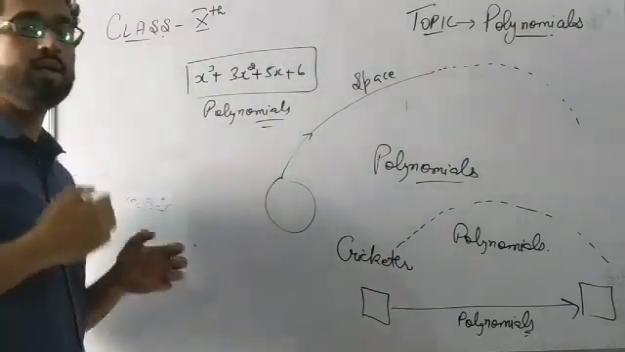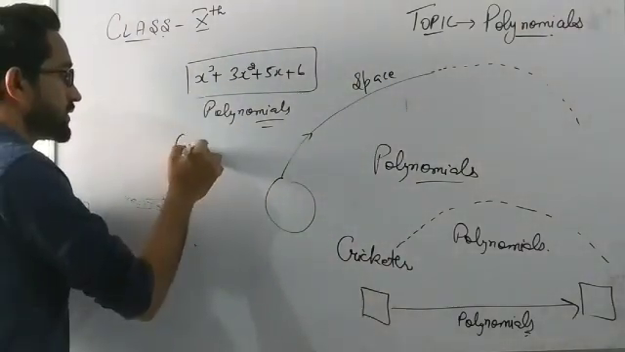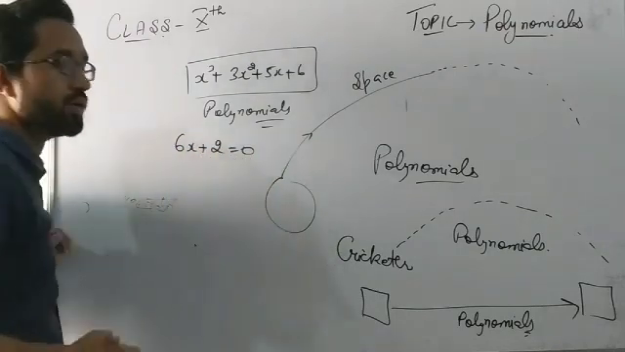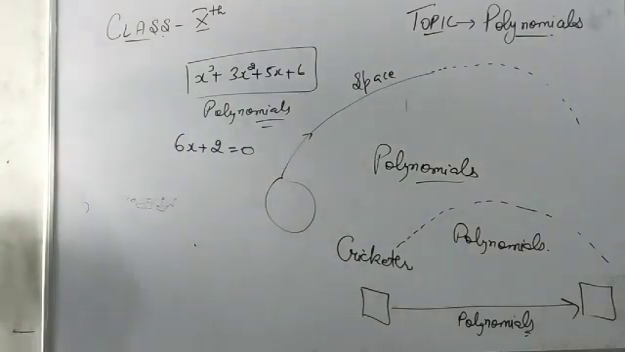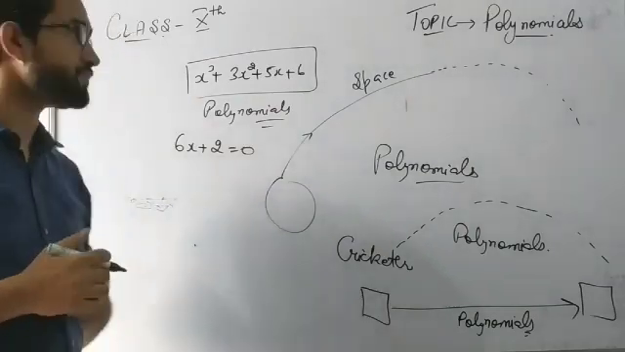You must have done linear equations also. That is also a polynomial. For example, if I say 6x plus 2 is equal to 0, so this is also a polynomial.